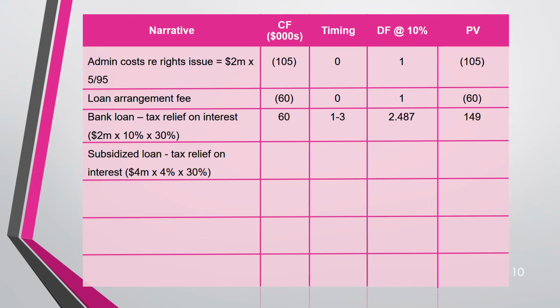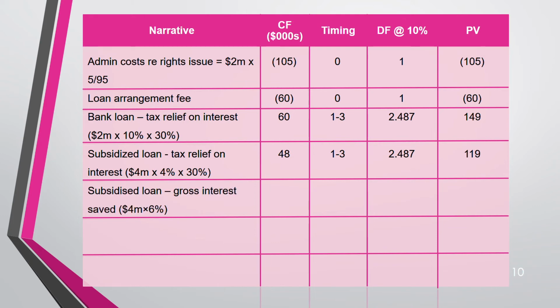Next we have subsidized loan. Subsidized loan means interest will be lower than the normal loan. Normally it's 10%. Subsidized loan is giving you 4% loan. And the amount is 4 million. So on that 4 million, 4% and 30%, which is tax relief, 48. Same 1 to 3 years. Annuity factor will be same. And it will multiply.